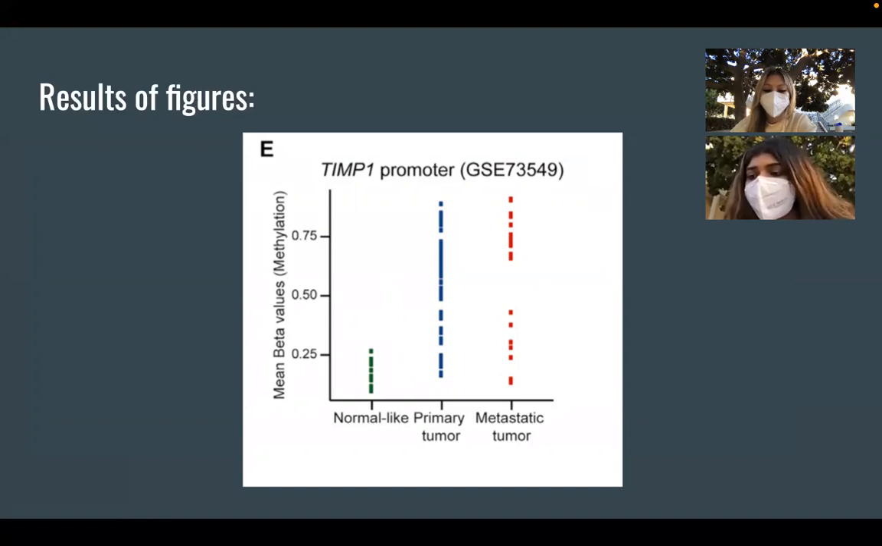Based on this graph, the promoter is on the x-axis while the methylation is on the y-axis. Promoters with the tumor gene show high levels of methylation, whereas normal-like promoters show low levels of methylation. This determines that methylation is involved in tumorigenesis.